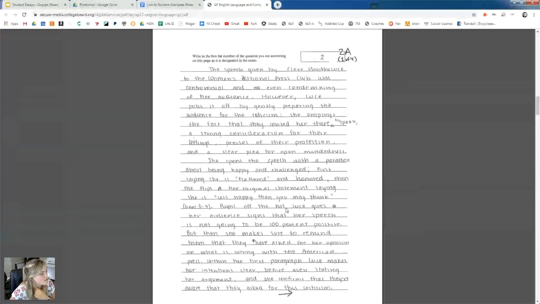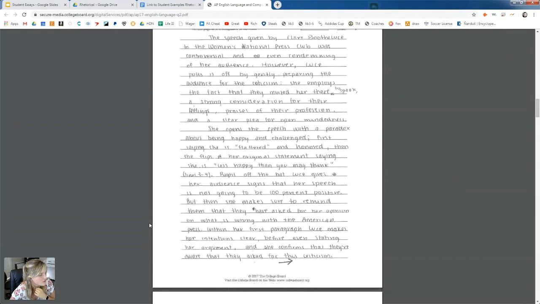Right off the bat, Luce gives her audience signs that her speech is not going to be 100% positive. But then she makes sure to remind them that they've asked for her opinion on what is wrong with the American press. For her first paragraph, Luce makes her intentions clear before even starting her argument, and she confirms that they're aware that they asked for their criticism.